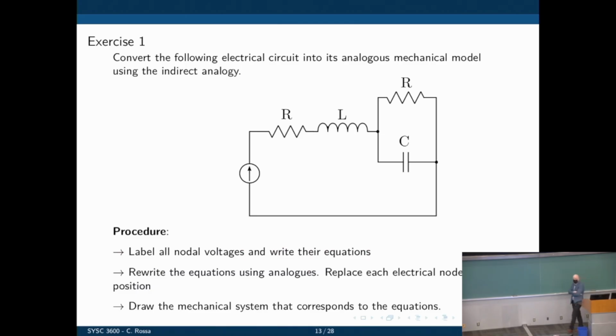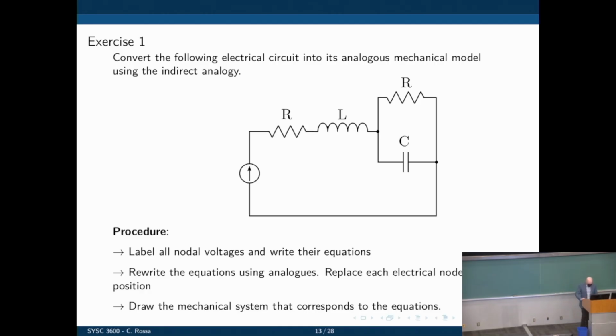Now let's do this example here. Let's try to do 3 examples if we have time. So here we have these electrical circuits, and the objective is to find its equivalent mechanical model using the indirect analogy. Indirect analogy will now require us to use the nodal equations instead of loop equations. That's a lot easier in this case than it would be to do loop equations because of the current source there.